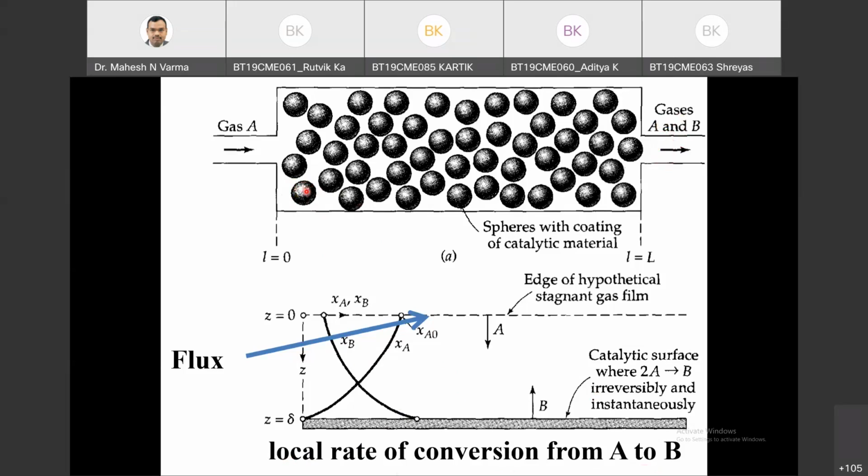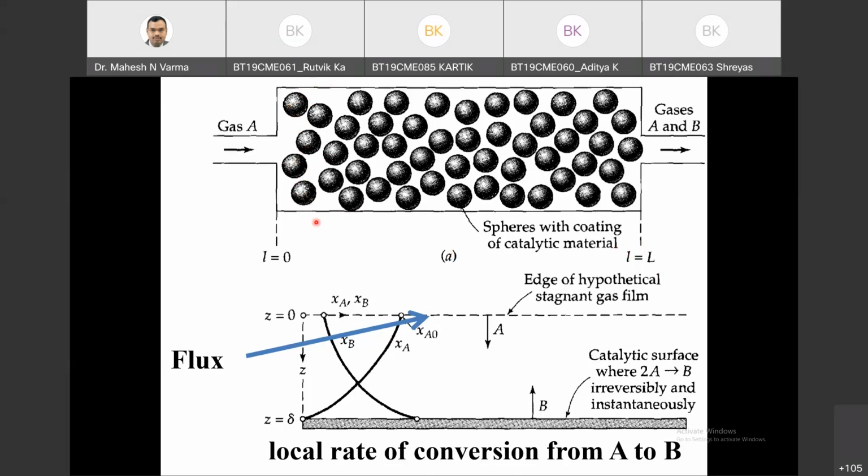Now if I have this local rate of conversion of A to B, the first assumption I can take is that radially there is no variation in local concentration, because the gas molecule is coming in. Secondly, I can take a small value delta L in length and assume that there is no change in concentration. Take a mass balance over this delta L.